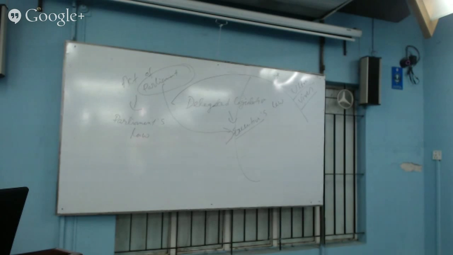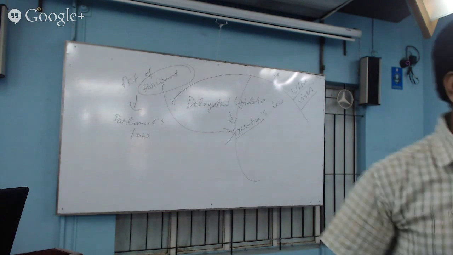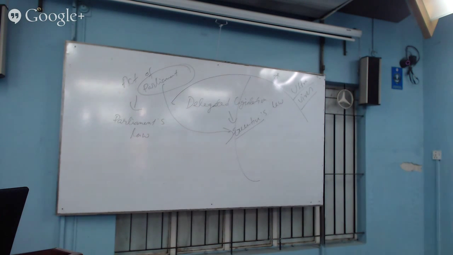Why would the Parliament give its power to the executive? Number one is to save time. What else?